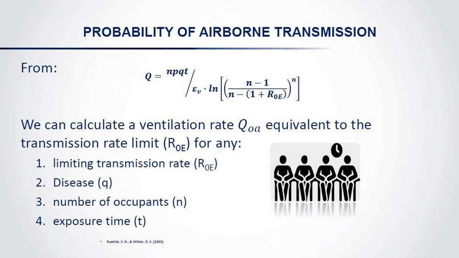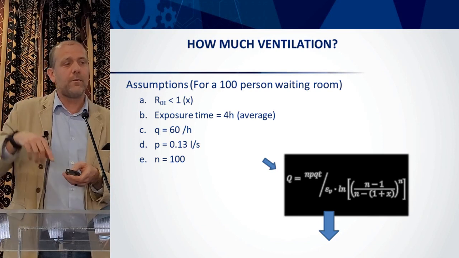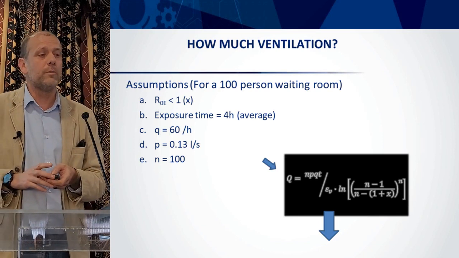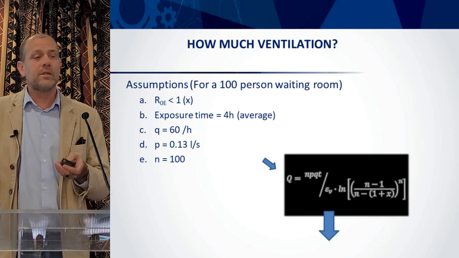So you often hear about waiting rooms, a lot of people in the waiting room. They're generally undiagnosed, they're probably not on treatment yet, that's why they're coming into the facility for the first time. So let's use that as an example, use that equation to figure out how much ventilation we need for a waiting room. A 100-person waiting room is a reasonable size, it's quite big.